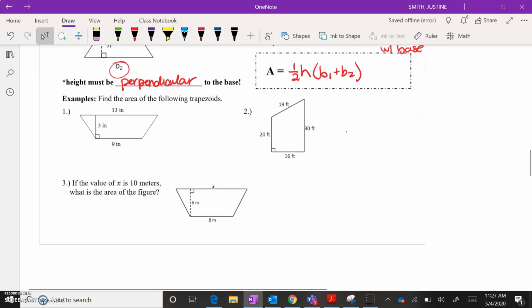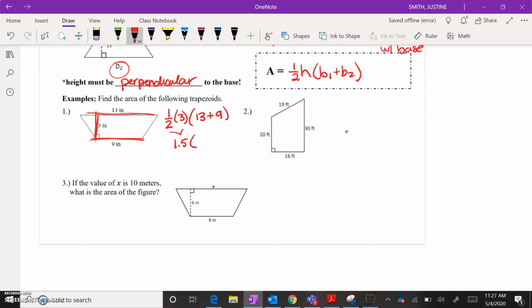So if I look at number 1, again, my bases are going to be connected by the height here. So I'm going to plug this into my formula. So half the height is 3, and then I'm going to add my bases, base 1 plus base 2. So half of 3 is 1.5, and then 19 plus 3 is 22, right? When I add those together, I do 1.5 times 22 to get 33 inches squared.